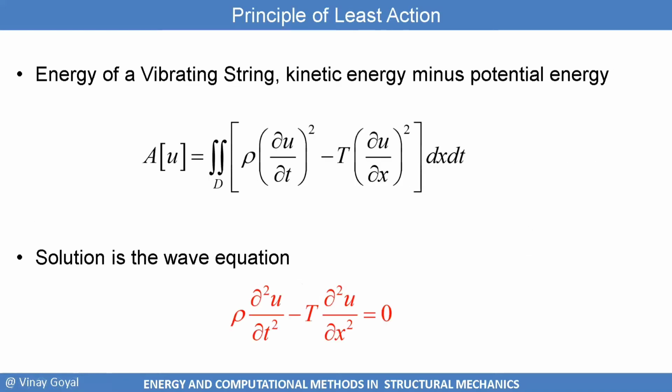We can also have the problem of the energy of a vibrating string. If I want to know the shape that a vibrating string will take, all I have to do is take the kinetic energy minus the potential energy and minimize that. u is what I'm looking for. I'm looking for that shape of the string u that minimizes A. Guess what? The solution to this problem is the wave equation. That is the wave equation. And when you solve this, you get the answer that minimizes A.